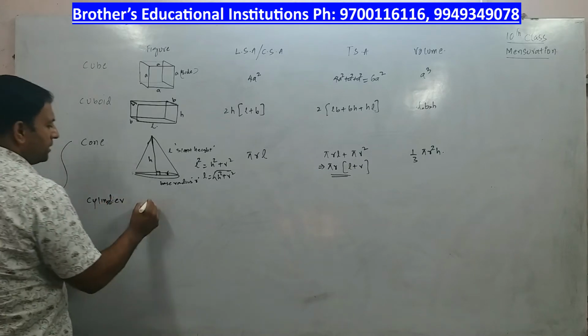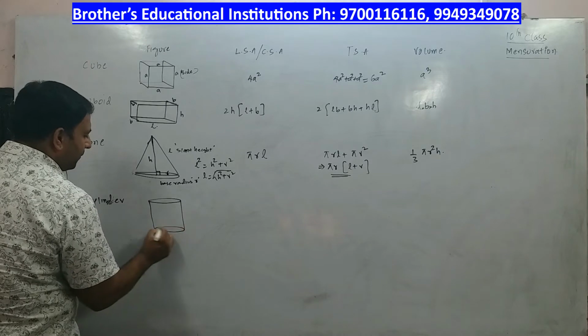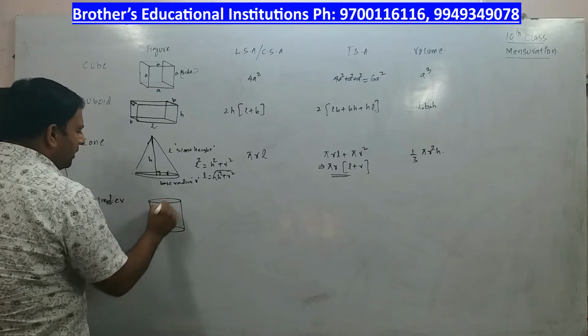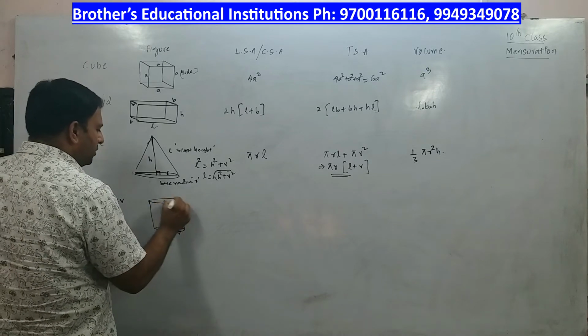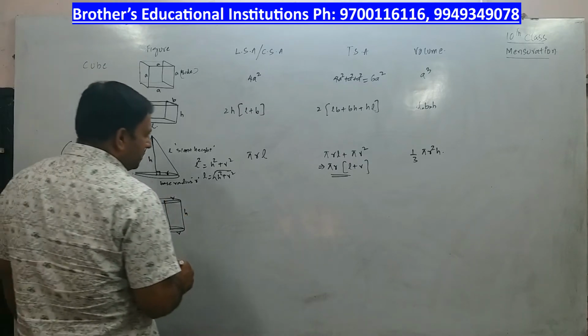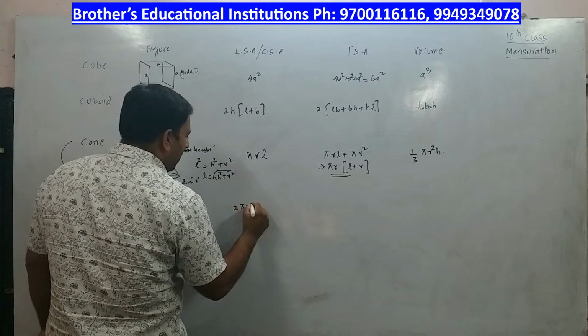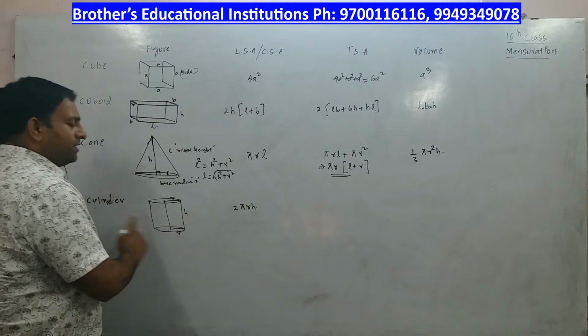Cylinder. Now what is a cylindrical shape? This is a cylindrical shape. What are the dimensions of a cylinder? The base radius here is the same as the top radius, and it has a height. Now how do you deal with the lateral curved surface area of a cylinder? The formula is 2 pi r h, the curved surface area of a cylinder.